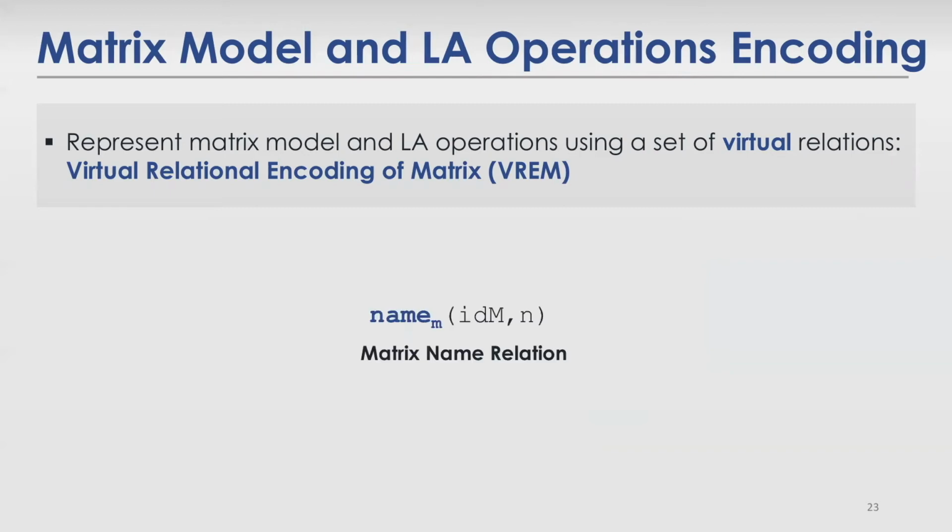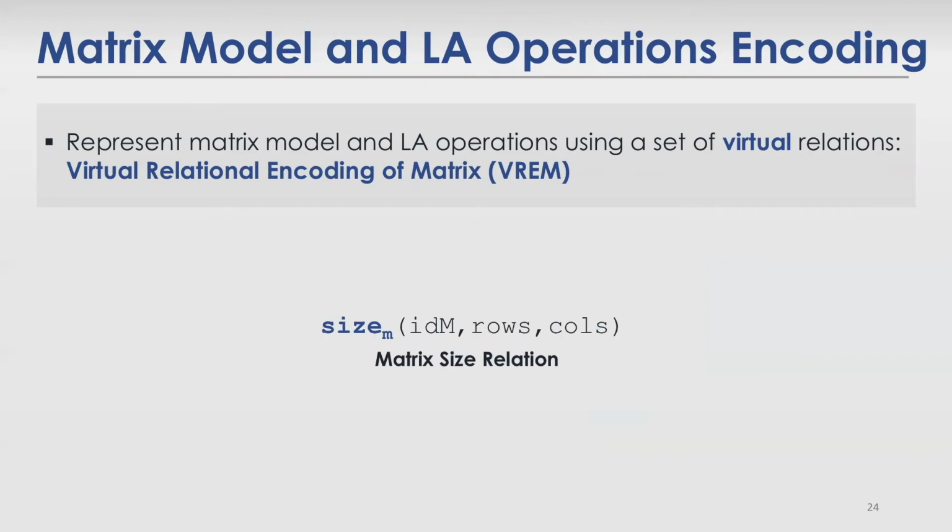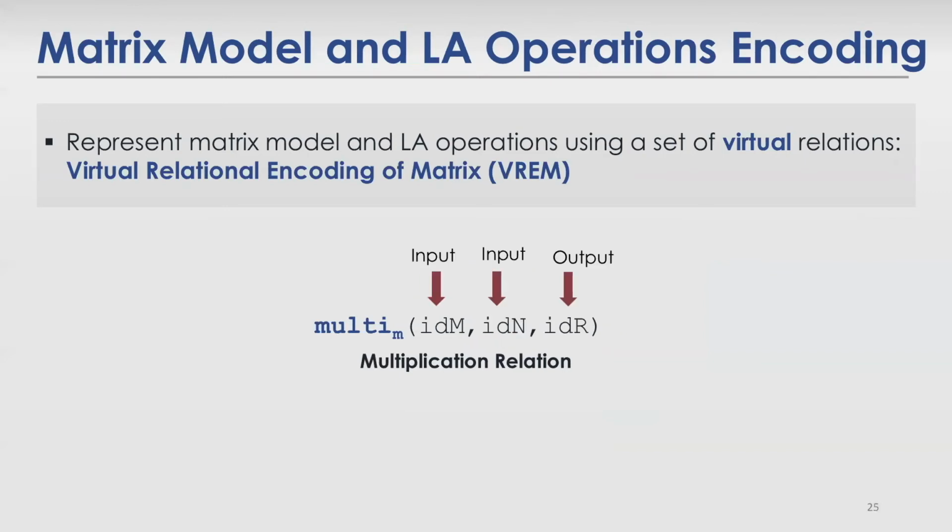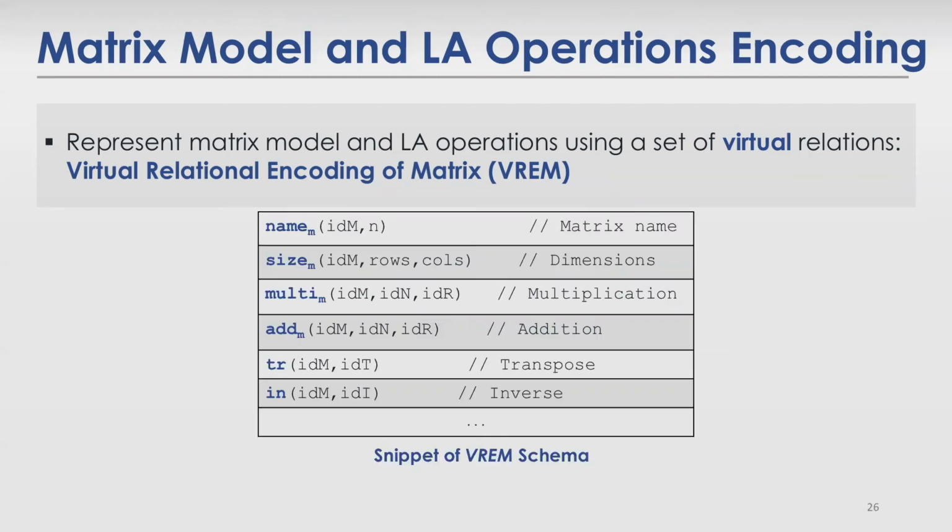For example, we have a name relation. The name relation attaches a unique ID to each matrix identified by a name. And we have the size relation, which captures the dimensionality of the matrix. Also, for example, the matrix multiplication operator would be modeled as a multiplication relation, with the intended meaning that the resulting matrix ID R is equal to ID M times ID N. Other operations, such as addition, transpose, and inverse, are encoded in the same fashion.